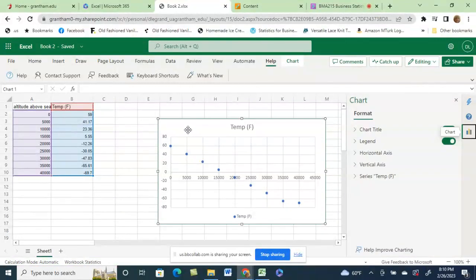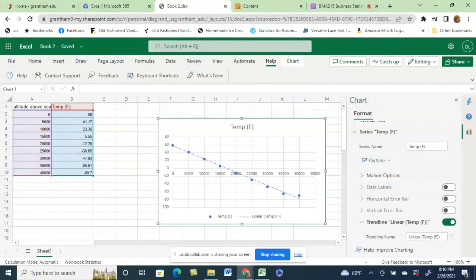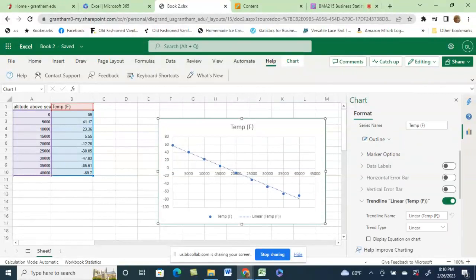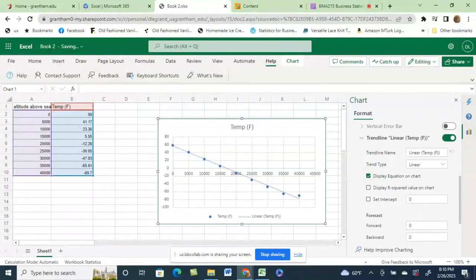It opens up chart on the right. Then you're going to go to series temp F, and trend line is right here, and you turn it on and it draws your line. Okay. This is way different. And then you want to display R squared and the equation, and then you got it that way. All right. Okay. So did you see what I did?